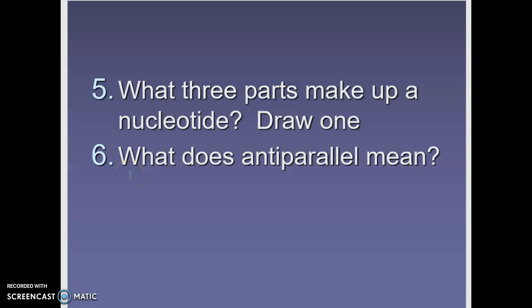Number 6, what does anti-parallel mean? We talked about this when it came to DNA replication. And what does anti-parallel tell you about the DNA double helix? Same thing. We'll pause this, give you a chance to answer these questions.